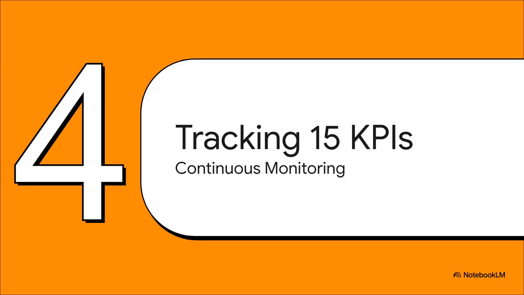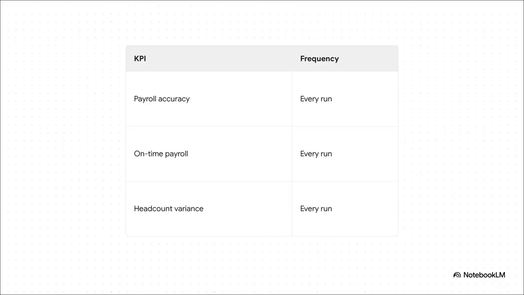Section 4. Tracking the 15 KPIs. So, the big question, how do we actively monitor all these risks? Well, we use our 15 key performance indicators. The first half of our dashboard tracks the absolute vitals for employees and payroll. Look at the frequency here. These are monitored heavily on a per-run or per-event basis because you need immediate feedback.